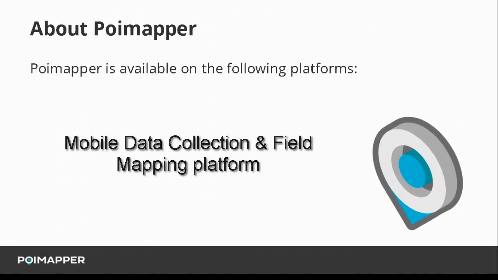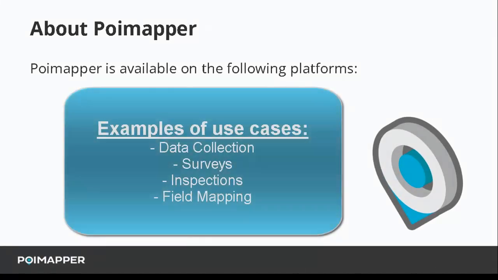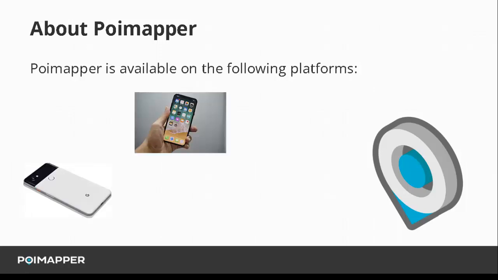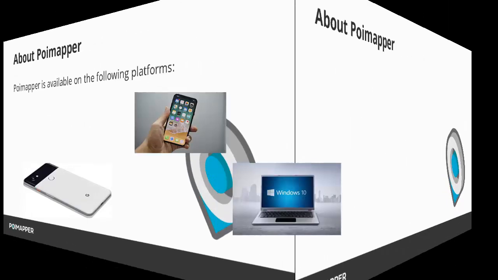Poimapper is a mobile data collection and field mapping platform used for various purposes, including data collection, surveys, inspections, and mapping in the field. The Poimapper mobile app is available on Android, iOS, and Windows 10 platforms.